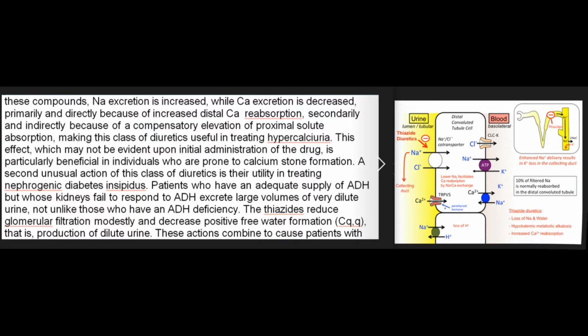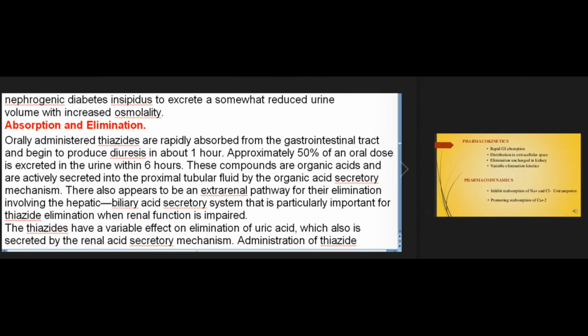These actions combine to cause patients with nephrogenic diabetes insipidus to excrete a somewhat reduced urine volume with increased osmolality. Absorption and elimination. Orally administered thiazides are rapidly absorbed from the gastrointestinal tract and begin to produce diuresis in about 1 hour. Approximately 50% of an oral dose is excreted in the urine within 6 hours.